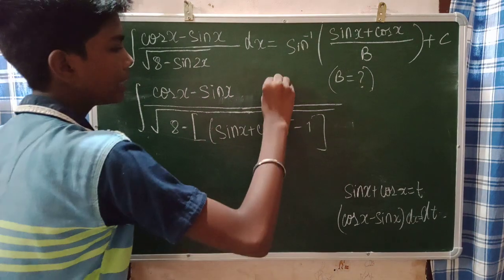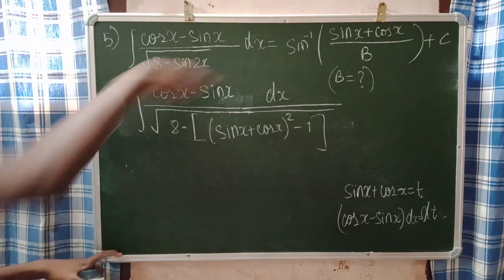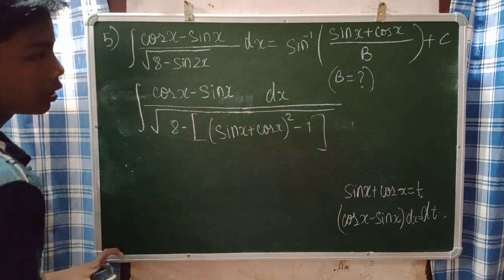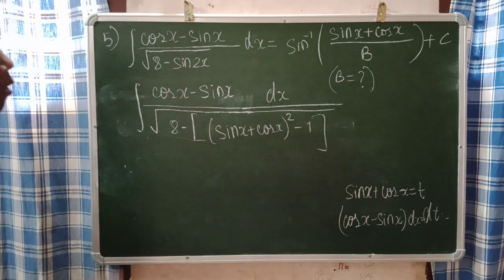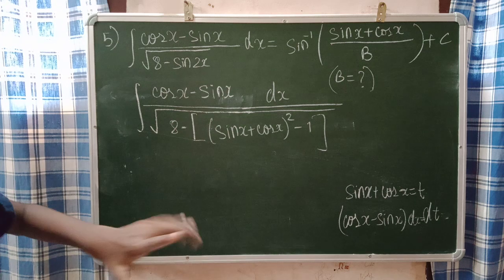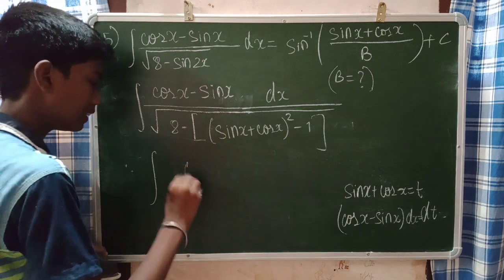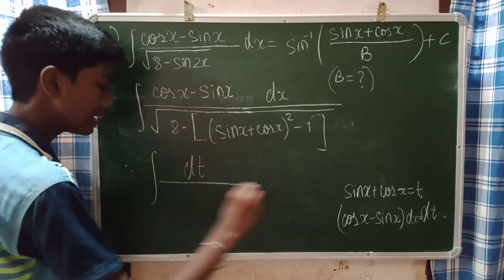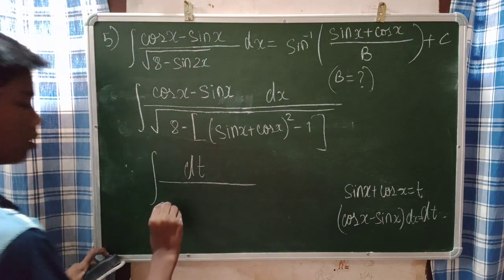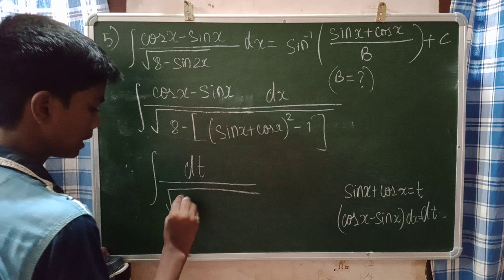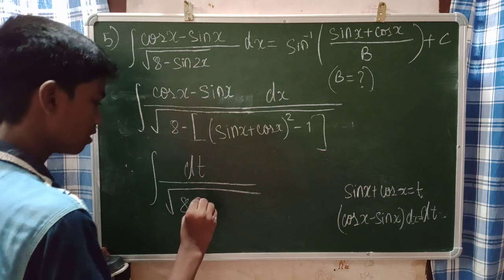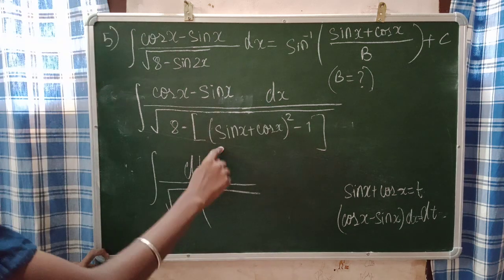Now when you use a substitution, here I should put dx, right? Yeah, dx. I forgot to put dx, that's all. Now using the substitution, in the numerator I am having (cos x minus sin x) dx, which is dt. So integral of dt divided by root of 8 minus (sin x plus cos x) whole square.